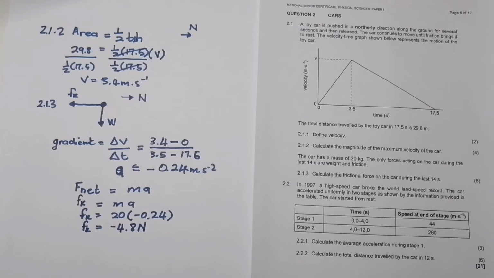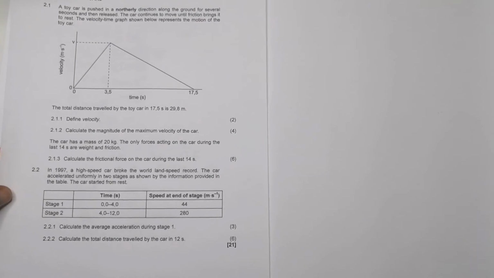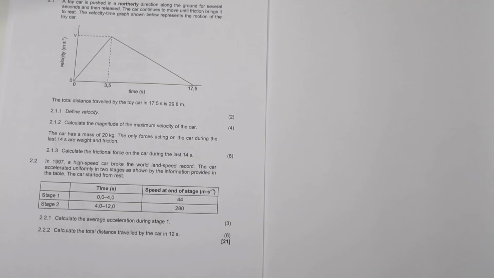Okay, let's go to the very next question. I'm just going to bring this over to this side, and we will continue over the other side. They say in 1997 a high-speed car broke the world land speed record. They say the car accelerated uniformly in 2 stages as shown by the information provided in the table. They say the car started from rest. We can see there are 2 stages given there.